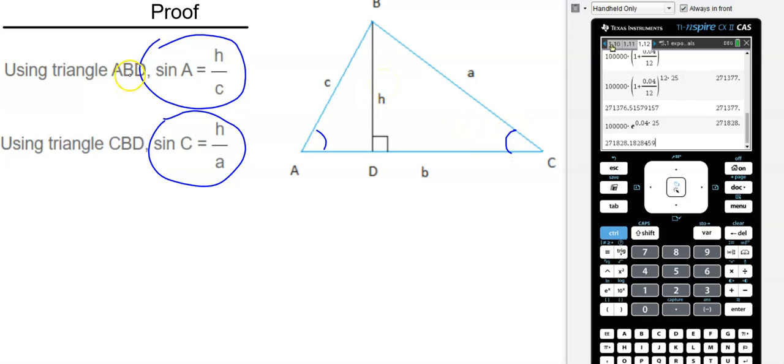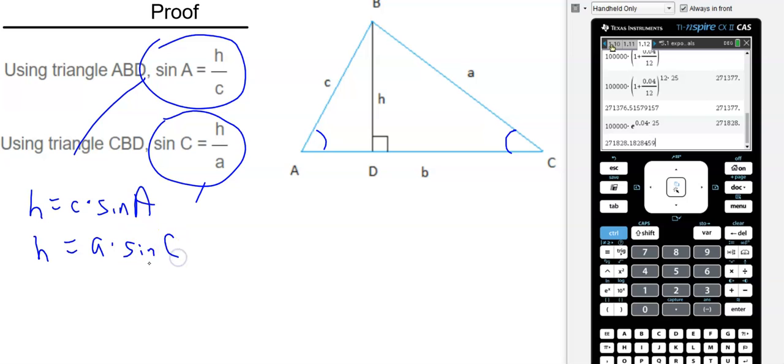And what I'm going to do is solve each one of these for H. So if I solve for H, this will be H equals C times sine of A. And the way I did that is I just multiplied both sides by C to get C out of the denominator. And with this one, I'm also going to solve for H. So H equals, I'm going to multiply both sides by A, so A times sine of big C.